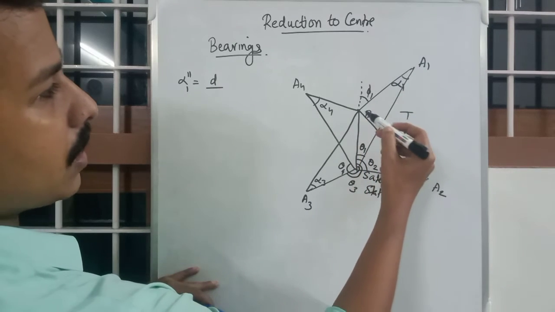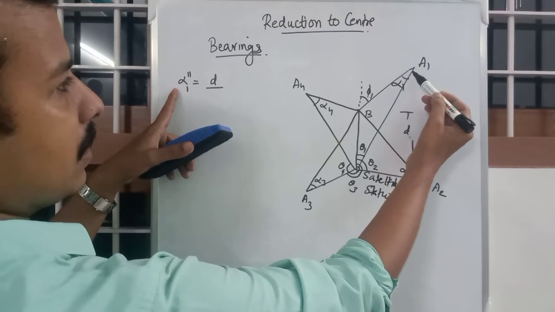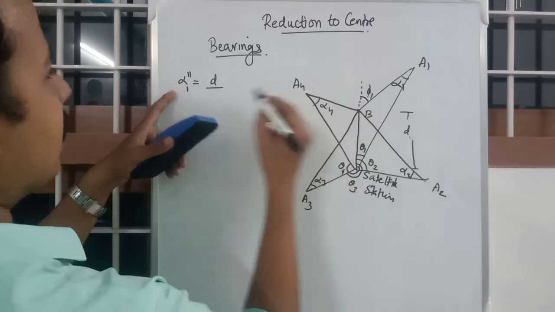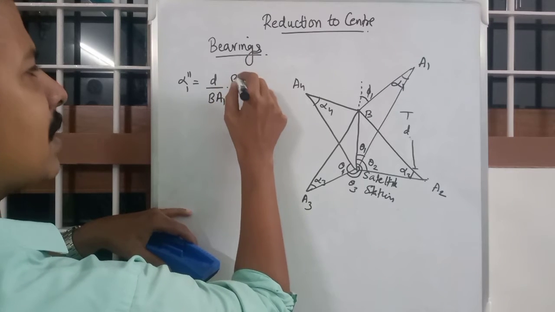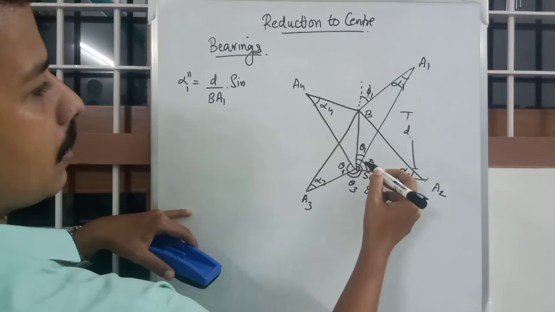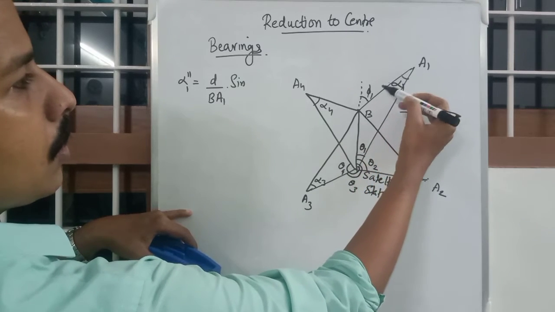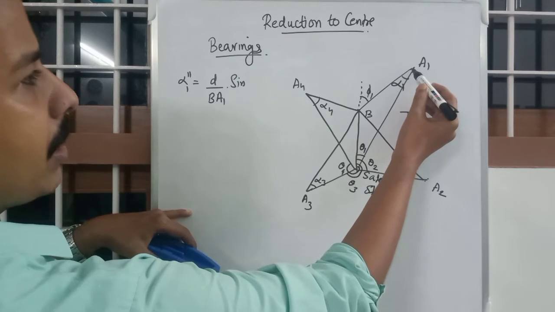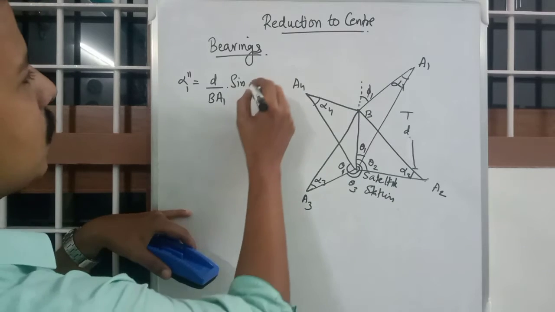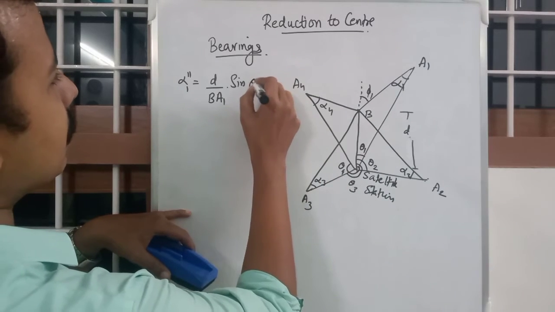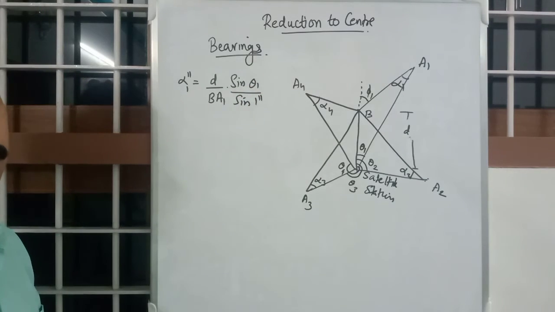Okay, so d by BA1, that is the distance from that particular station, from where we are measuring that angle alpha 1, to the true station, that is BA1, into the same thing, sine of the angle measured from satellite station to that particular new angle measured station A1 from true station, that is in this case the bearing, that is theta 1, sine divided by sine 1 seconds.